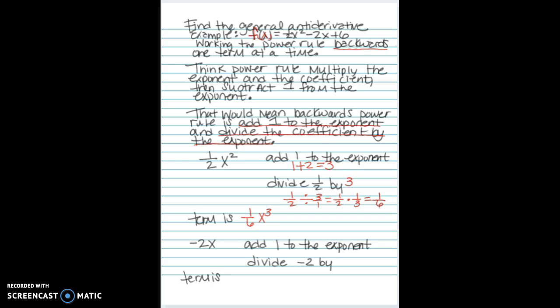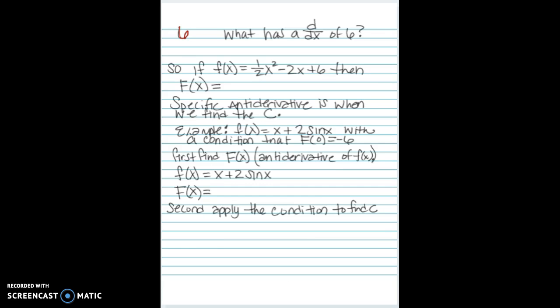Okay, the next term is negative 2x. I'm going to add 1 to the exponent. The exponent on this one is 1, so 1 plus 1 equals 2. I'm going to divide negative 2 by 2, and negative 2 divided by 2 is negative 1. So the term is negative 1x squared. The last term in this particular function was a 6. What has a derivative of 6? So that's going to be 6x.